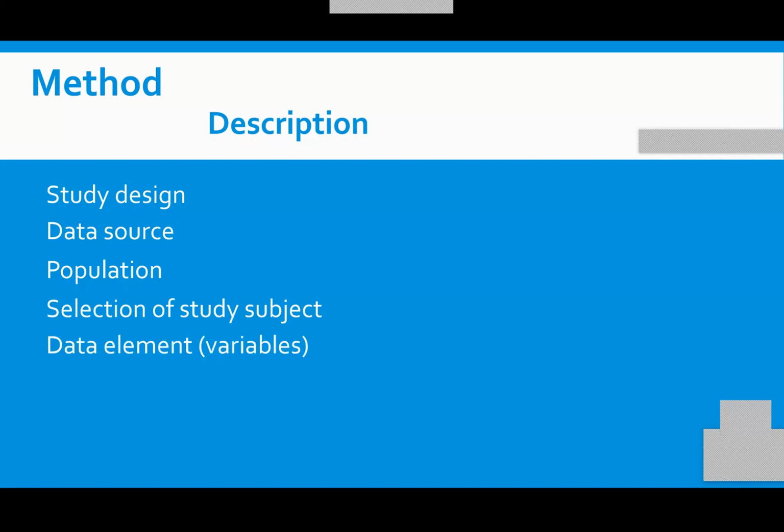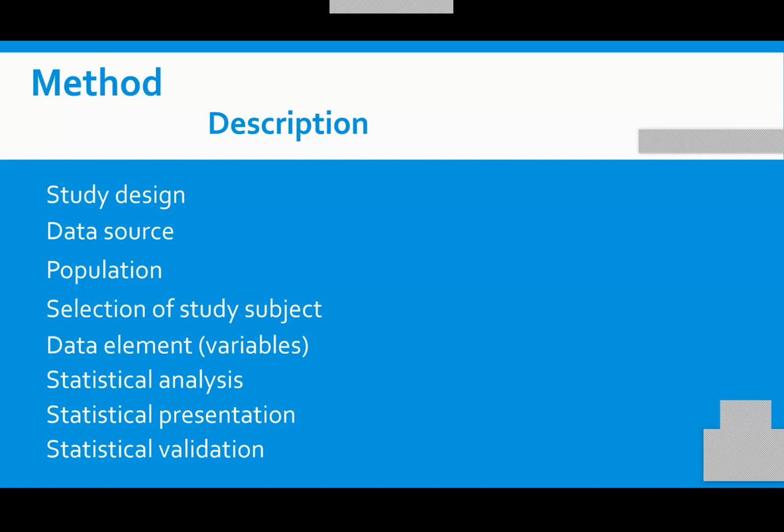It also tells you what the data elements are, what the variables are that are used in the study. And it tells you how the data are analyzed, what the statistical analysis of the variables is, and how, after analysis, we present the data. And it tells you how we validate and test the data.